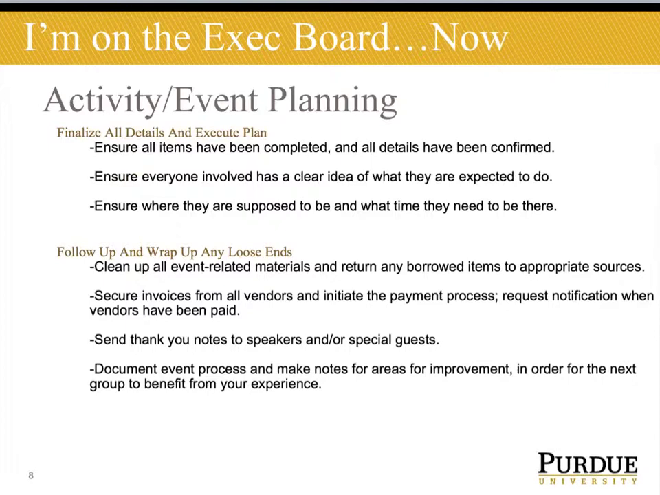So, as a last step in activity planning, before you actually go ahead and implement the activity, here are 3 important things you should closely take a look at. Ensure all items have been completed and all details have been confirmed. Be sure that everyone involved as part of the project has a very clear idea of what their expectations are. Also, be sure that they're aware of where exactly they need to be and what time they need to be there.